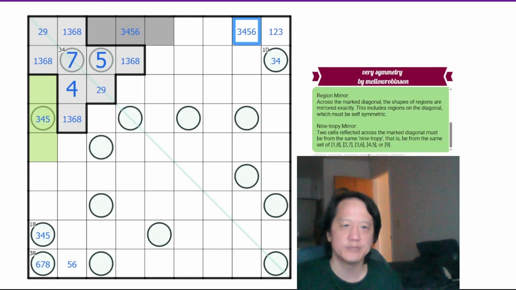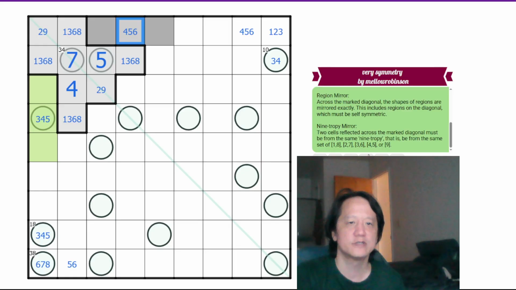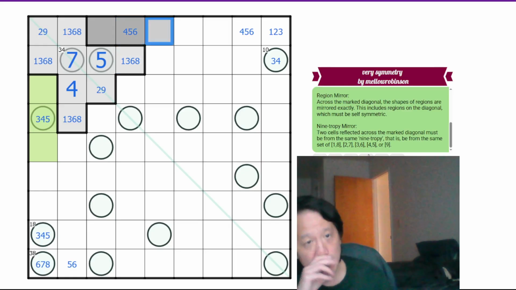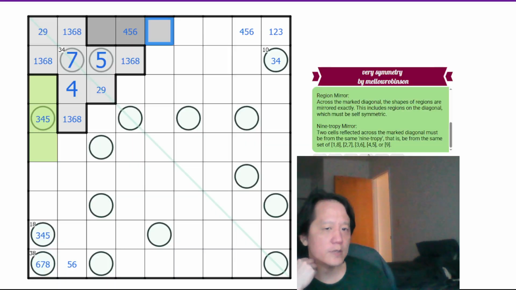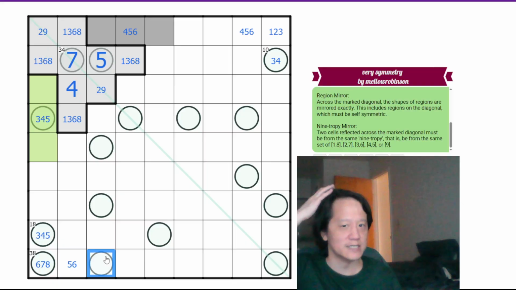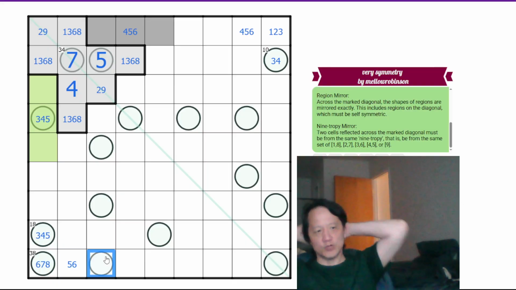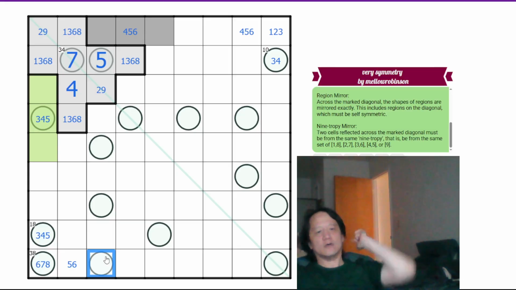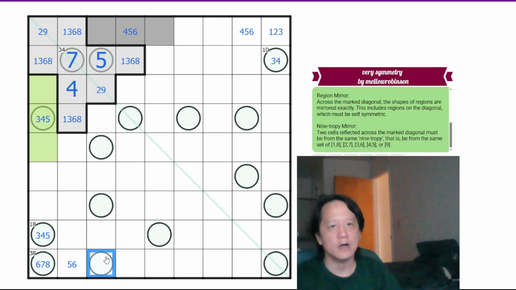This must be the opposite here. So it's 4, 5, or 6. This is 4, 5, or 6. That's kind of cool, actually, about the way that those circles work. It's specifically the region mirror which makes it work that way. So, pretty clever.